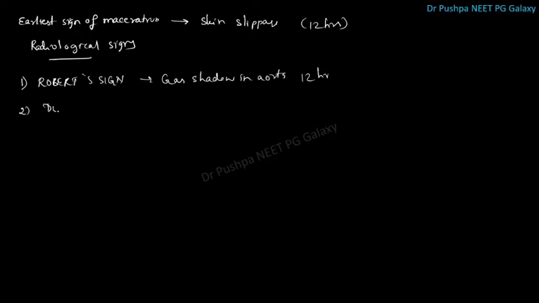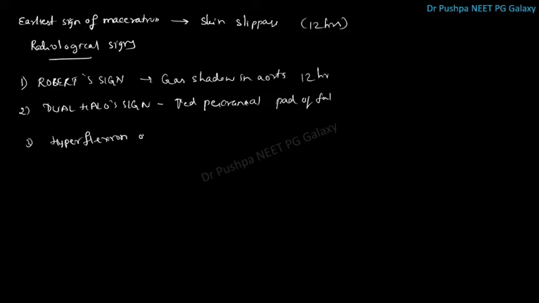Next one is dual halo sign. So this is nothing but there will be increased pericranial pad of fat. So third one is there will be hyperflexion of spine. Fourth one is there will be overcrowding of ribs. So these are the radiological signs of intrauterine death.